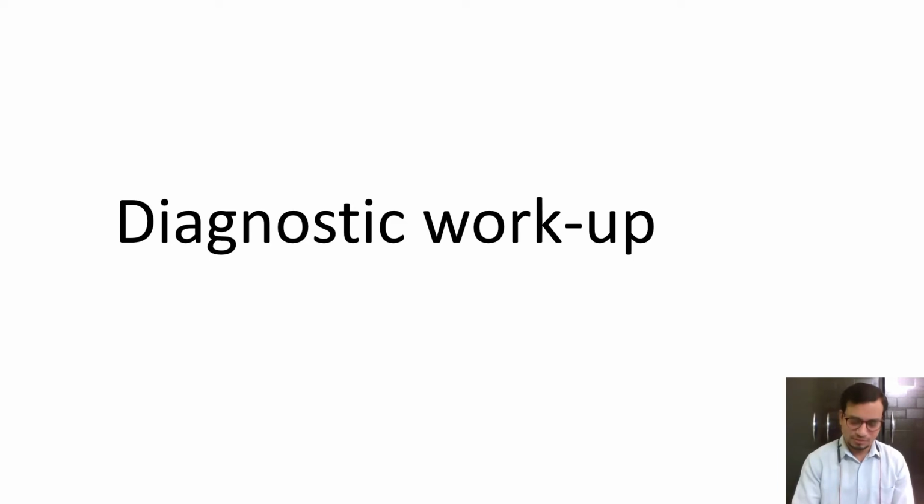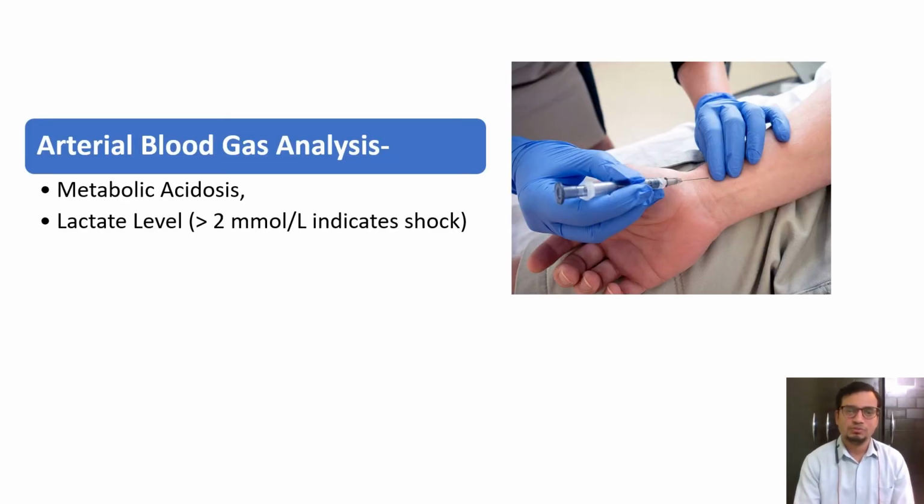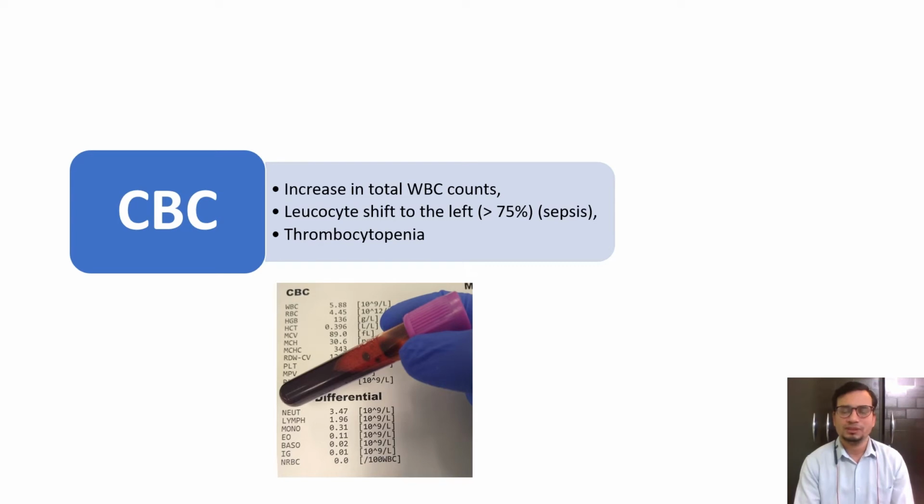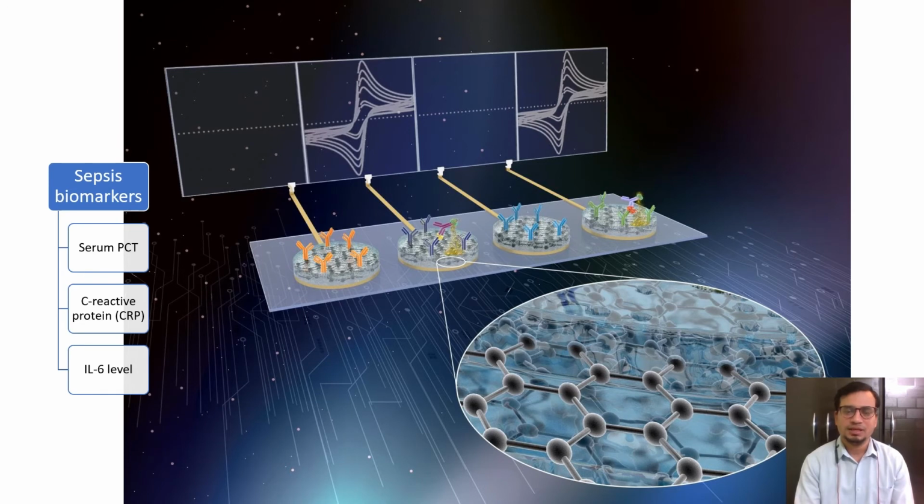So what's the diagnostic workup, which I was talking about? So you must do arterial blood gas. That's very important. That will tell you how bad the patient is, whether there is a high anion gap metabolic acidosis, lower base excess, high lactate level. Okay, you must do CBC. That will tell you the degree of inflammation inside the body, and also left shift and thrombocytopenia. That will tell you how bad the sepsis is. Then there are sepsis biomarkers like procalcitonin, CRP, IL-6. If they are available, you must do that to again quantify the degree of inflammation inside the body.